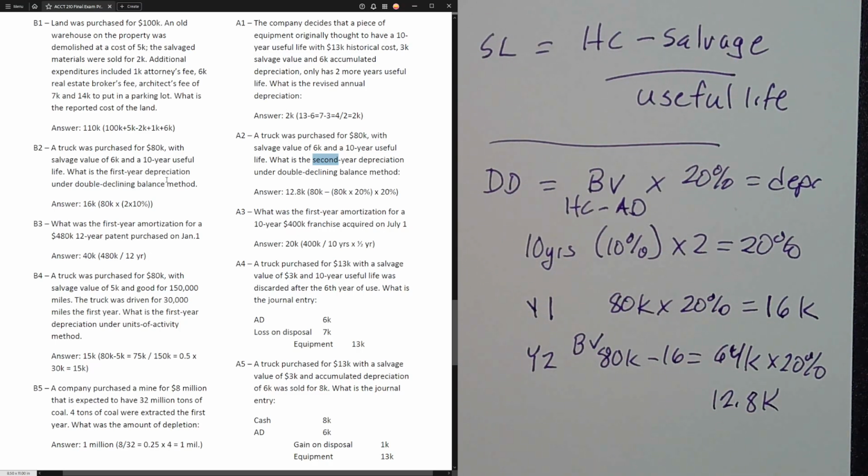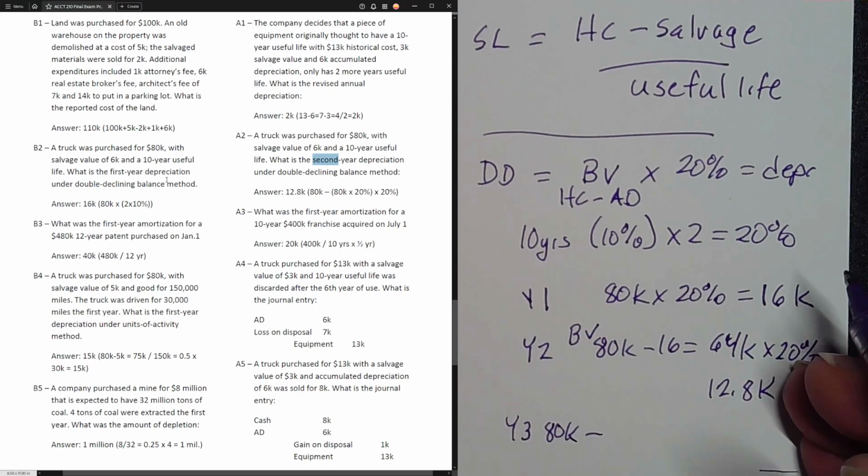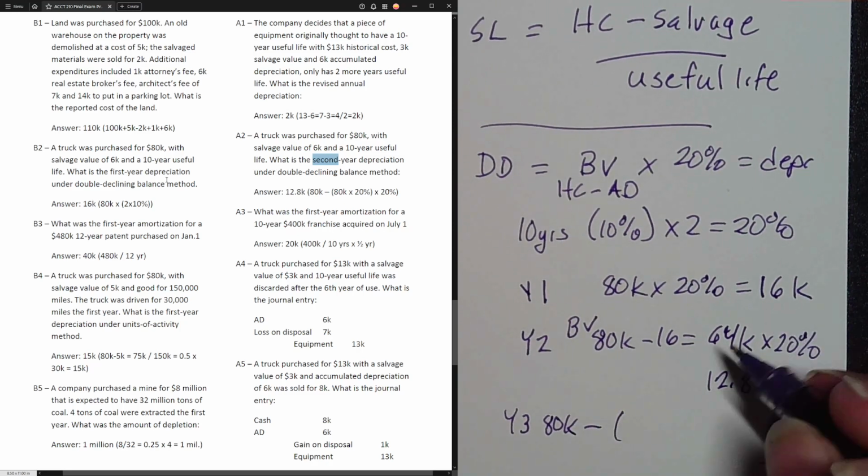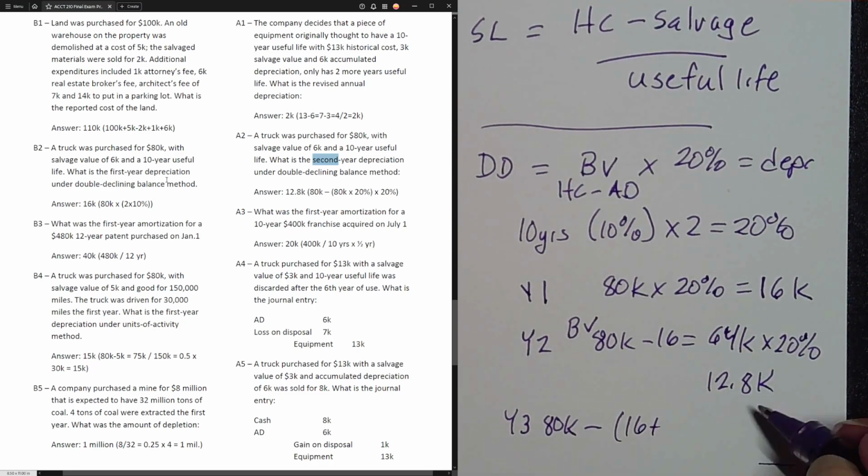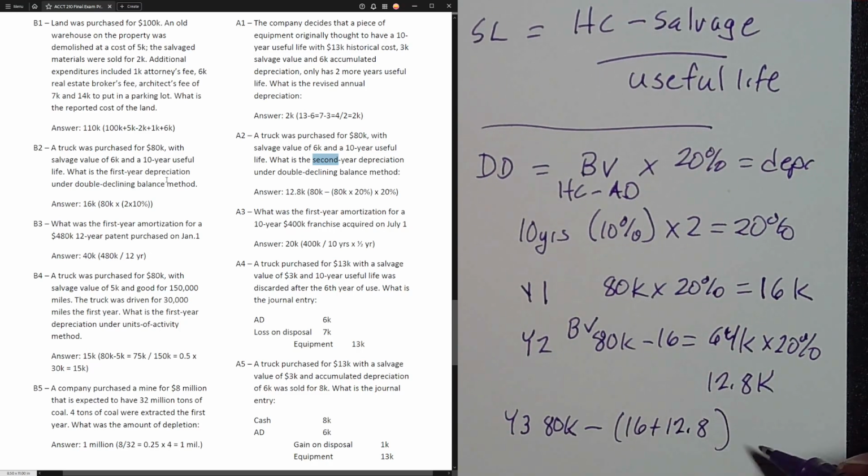So the double declining changes the amount each year based upon what the book value is. So if I were to do book value year number 3, it would be 80K minus, well, what is the accumulated depreciation? It would be year 1, year 2, and then we would figure this out and come up with the times the 20%. We're not going to do that. We'll just leave that there.